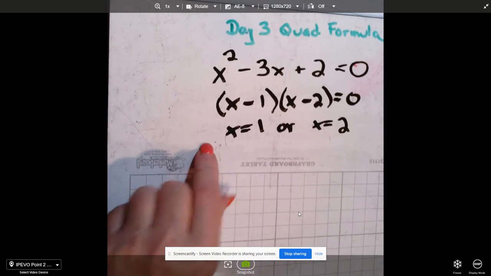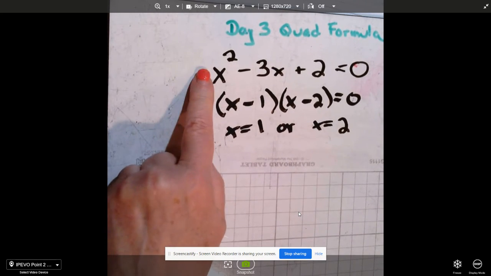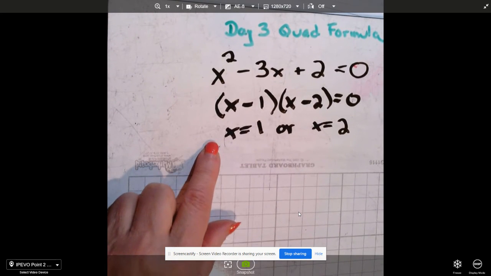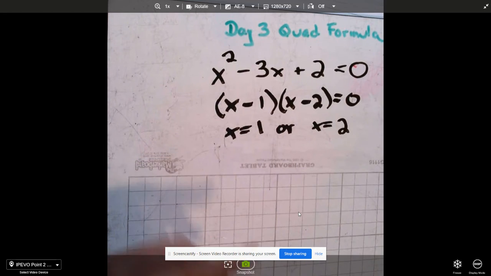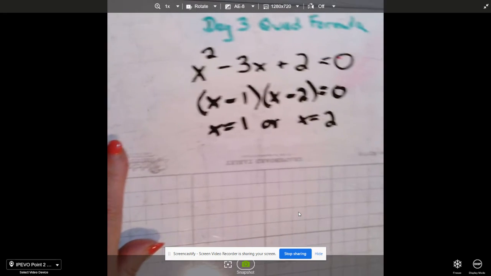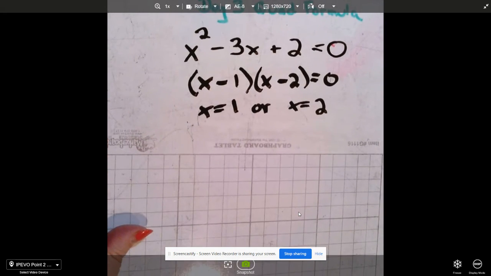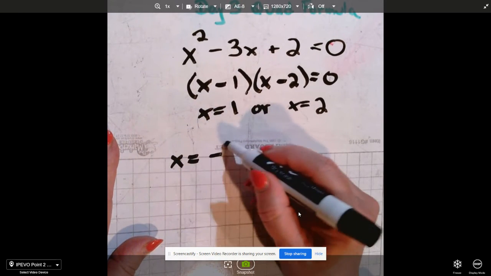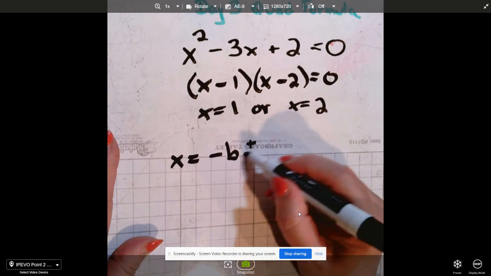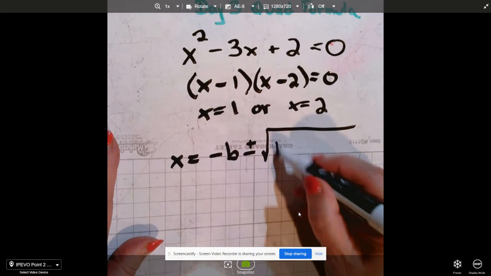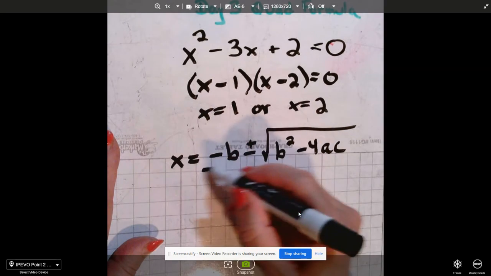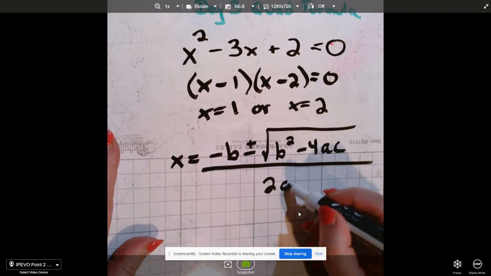So this one actually is factorable, but I'm going to solve it using the quadratic formula as well so that you can see that you do in fact get the same answer. And then we'll do another example that you actually will need the quadratic formula for that is not factorable. So first, the quadratic formula is x equals minus b plus or minus the square root of b squared minus 4ac, and that's all over 2a.